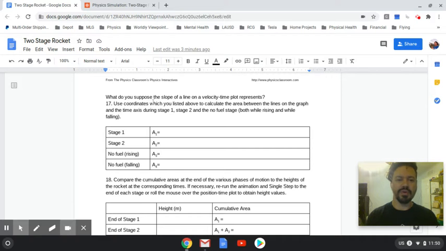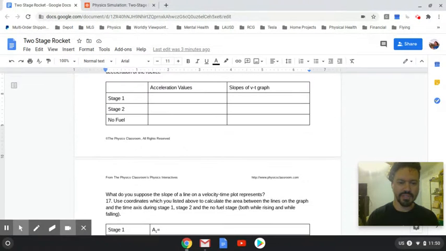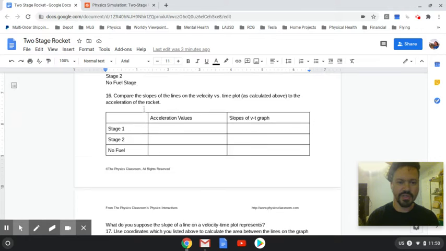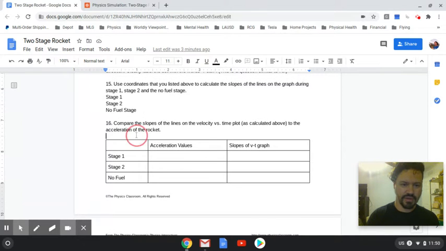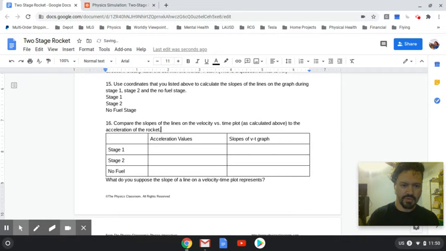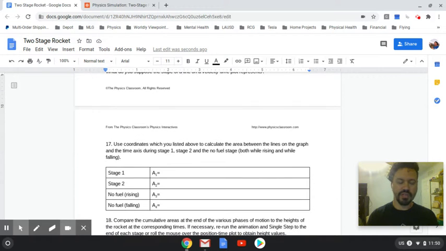Oh, my bad. For some reason, this question is supposed to be up here, and it got moved down. There we go. So it's supposed to be connected to this. What do you suppose the slope of a line on a velocity time plot represents? Well, it represents acceleration. That's why these two things should end up being the same. Just like the slope of a position time graph represents velocity, the slope of a velocity time graph represents acceleration.